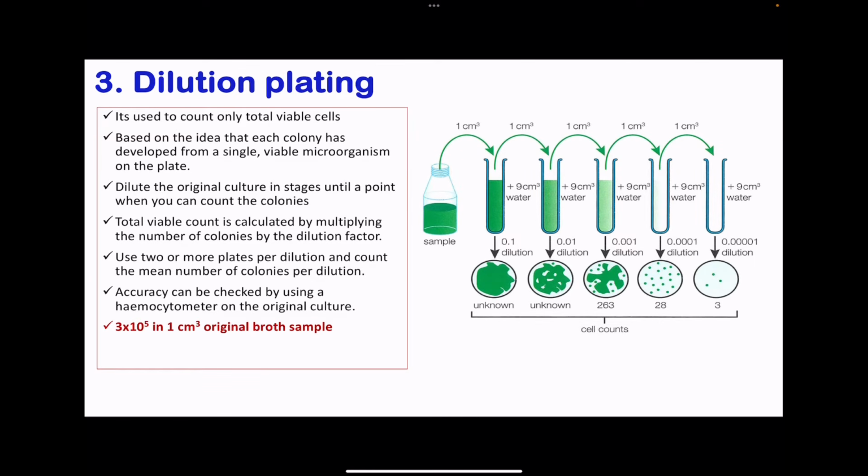The next one is dilution plating. In dilution plating, as we see here, we use serial dilution. There is going to be a sample. Let's say we have 10 centimeters cubed here. We take off 1 centimeter cubed and add it to 9 centimeters cubed of water.